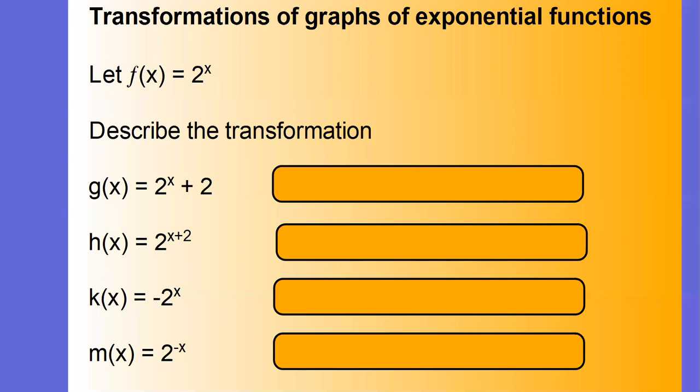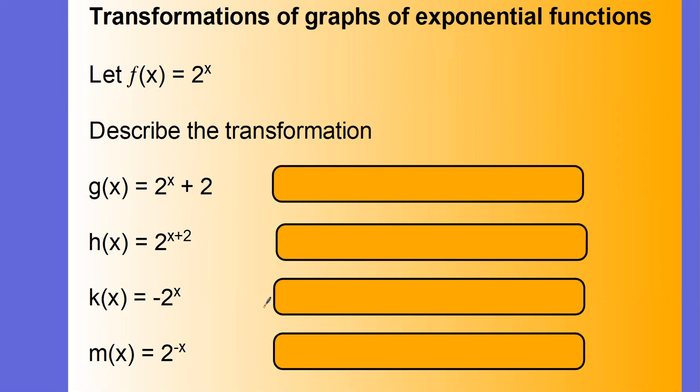Let's see if we can use what we understand about transformations of functions to specifically look at transformations of graphs of exponential functions. So I'm going to start with the function f of x equals 2 to the x power, and I want to know what happens here. Describe the transformation to go from 2 to the x to 2 to the x plus 2, and so on.